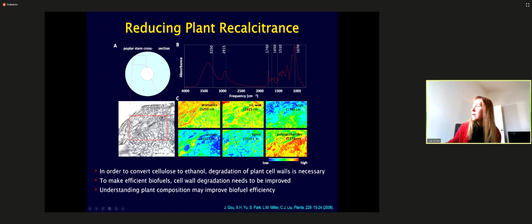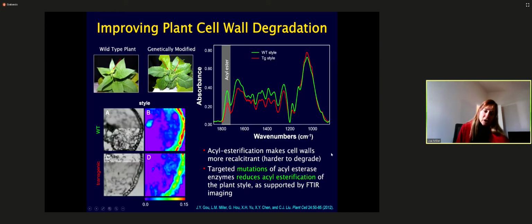But all of these infrared images were taken from the exact same map, just by integrating different peaks, you can learn about the lignin, the polysaccharides, the proteins, etc. So our collaborator, CJ Liu at Brookhaven Lab, was very interested. He's a geneticist, a biologist, and he's interested in genetically modifying plants to reduce their recalcitrance, to make them better biofuels.